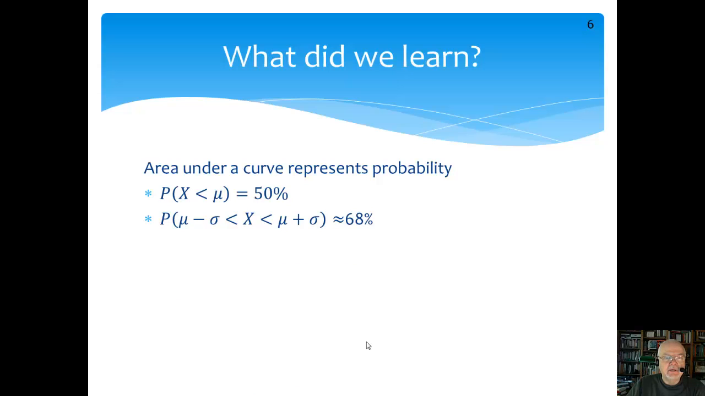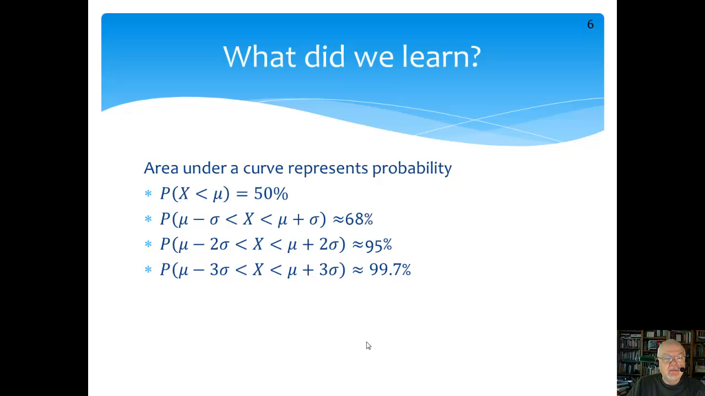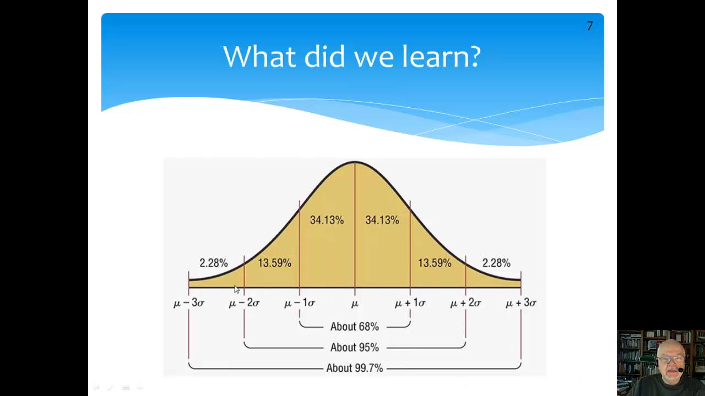The probability that x is around the mean, give or take one standard deviation, is about 68%. The probability that x is about 2 standard deviations away from the mean, give or take, is about 95%. And although we couldn't plot it, the probability that x is within 3 standard deviations of the mean is 99.7%. Okay, this is nicely summarized in this table, which you should be very familiar with.